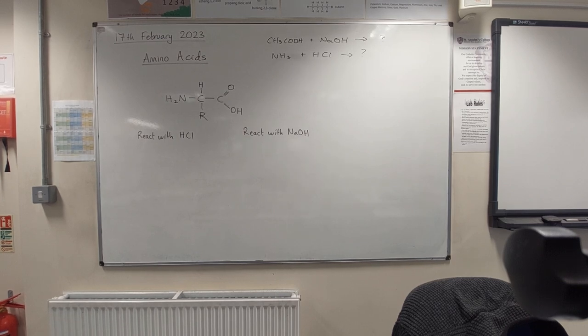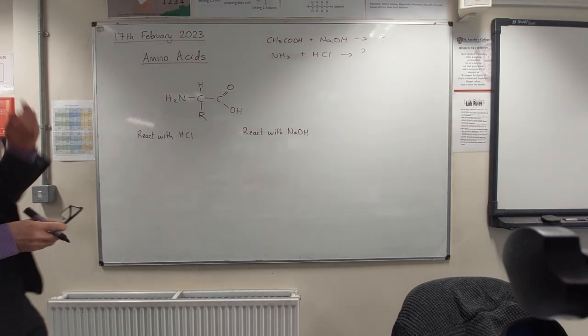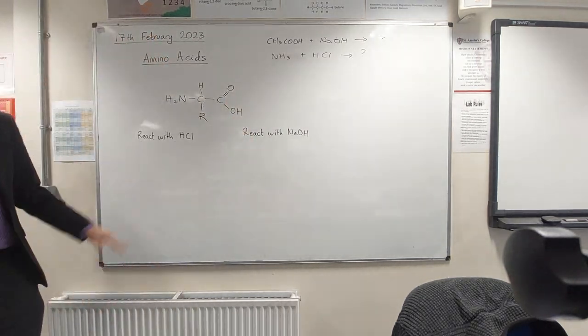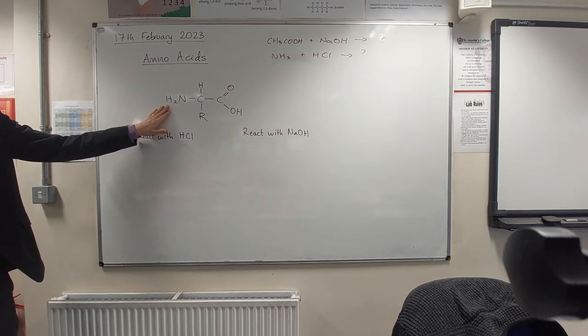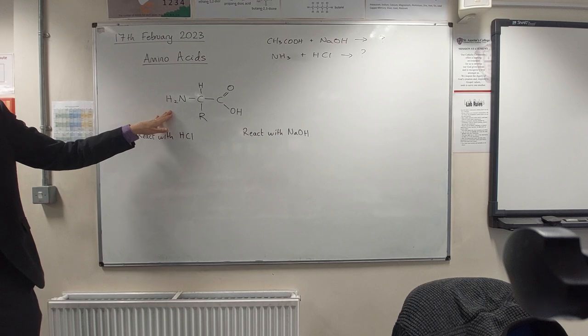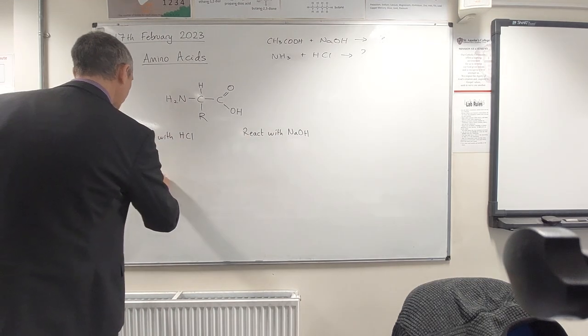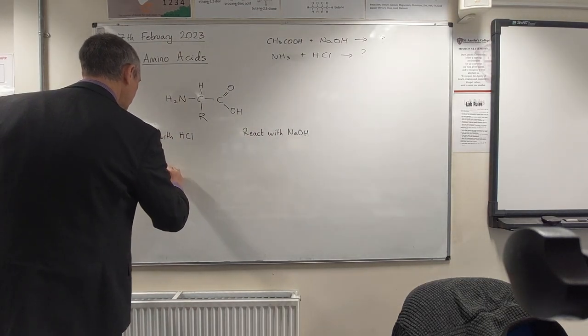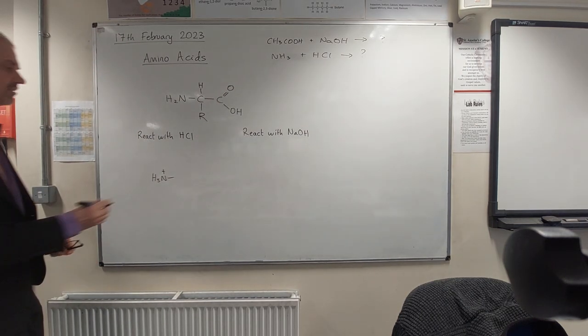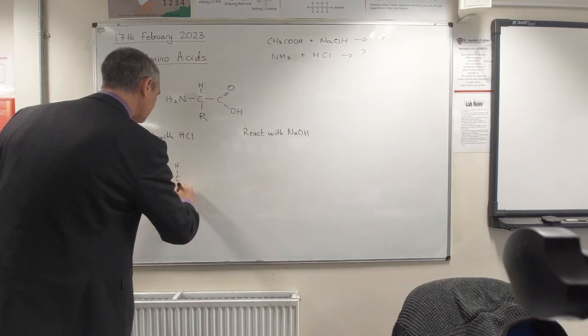So yeah, acids. As I put here, acids react with bases, of course. The basic part of the group is the amine, just like ammonia. Amines are bases. So we would end up with an extra proton protonating our nitrogen, and the rest of the molecule would just be the same.